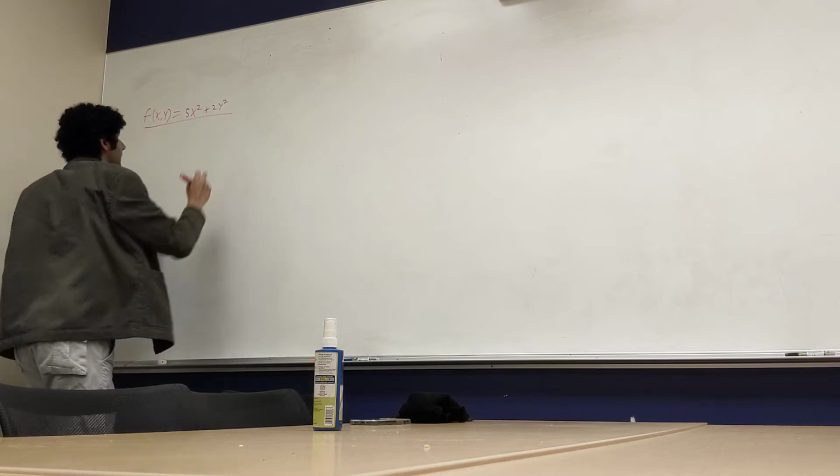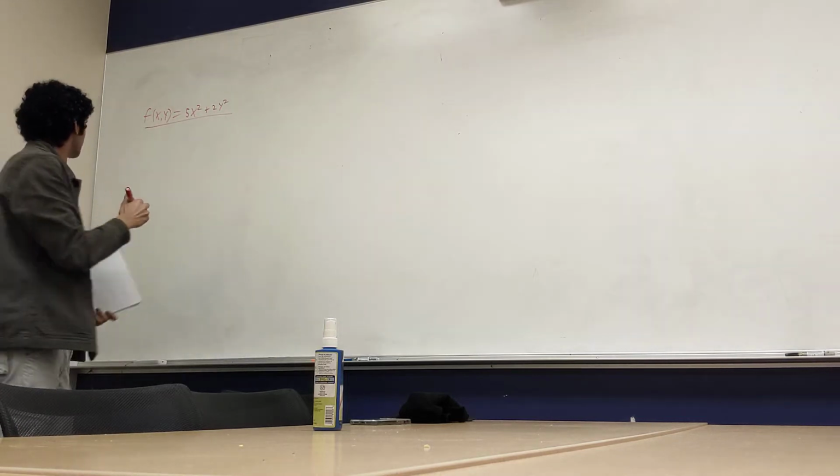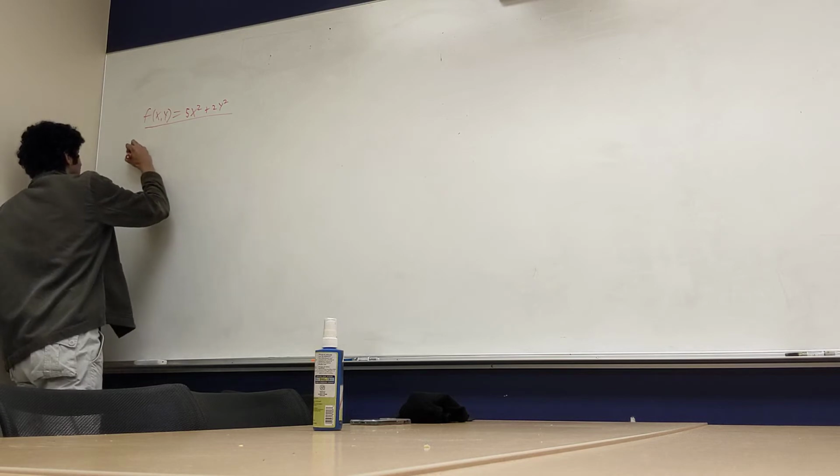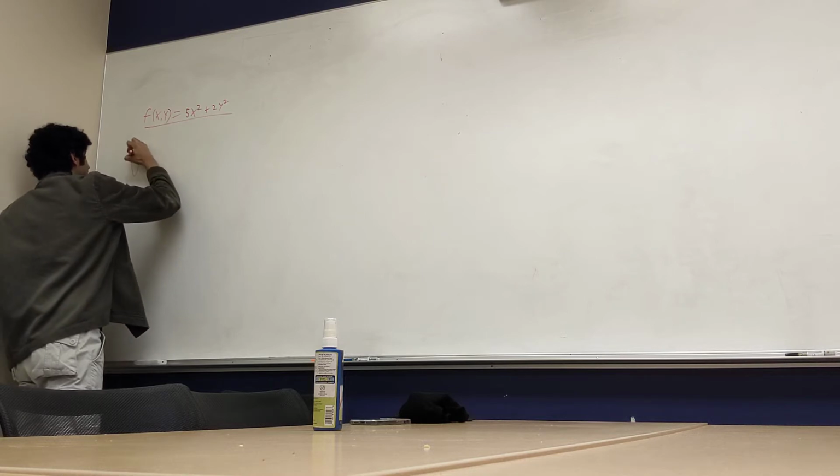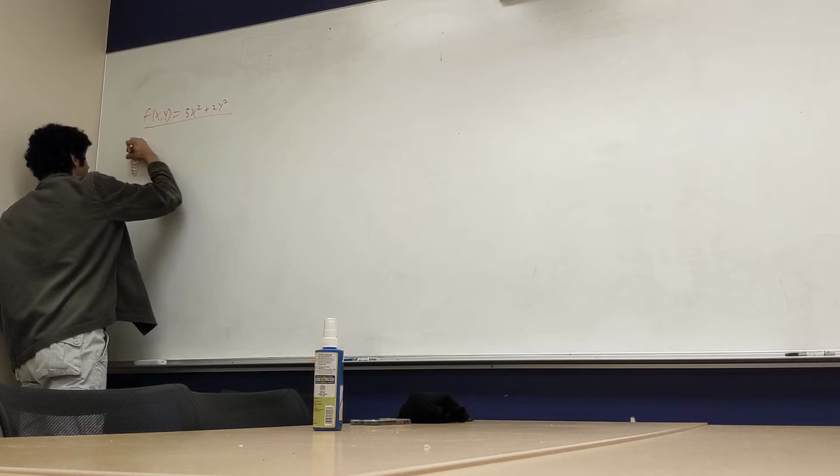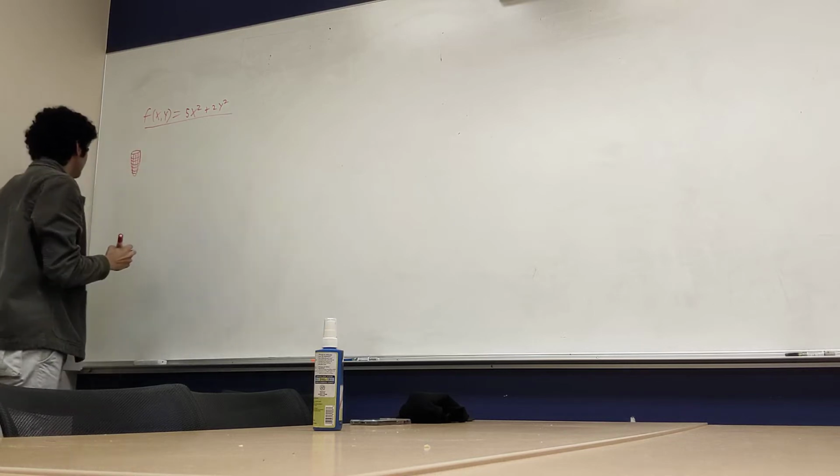We have a function that's very simple. Okay, here's our function. And if you were to graph this, it looks kind of like an open bullet. It's an elliptic paraboloid, for those who like quadratic surfaces. I don't know who does though. So yeah, this is what it would look like.